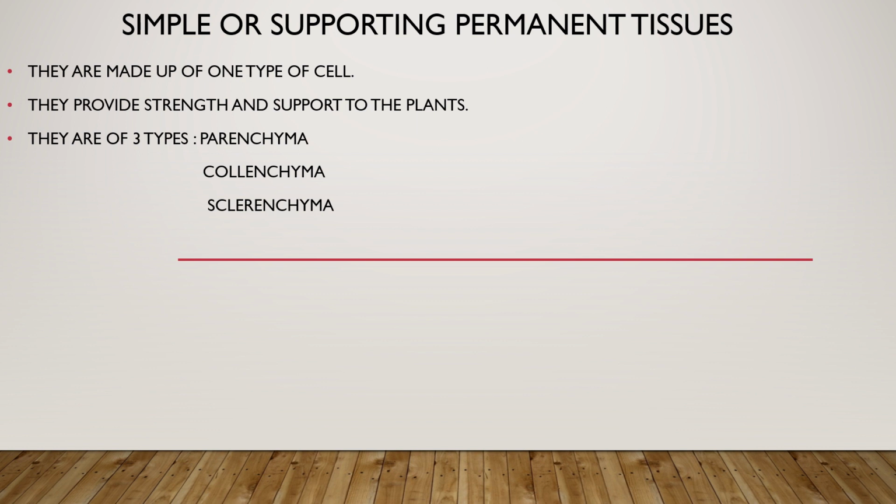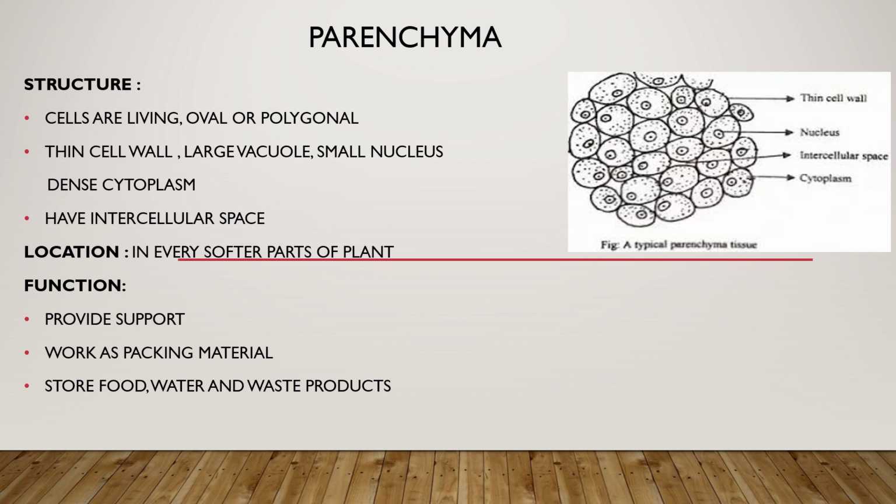Now, the function of these simple tissues is that they provide strength and support to the plants. Now, again, these simple tissues are divided into three types: parenchyma, collenchyma, and sclerenchyma. Now, this parenchyma: as you can see, one diagram is attached with this slide.